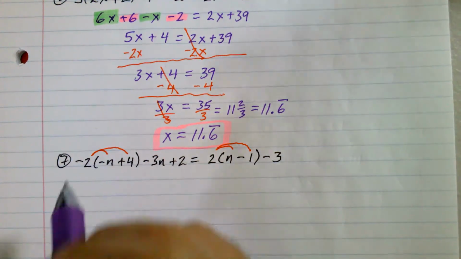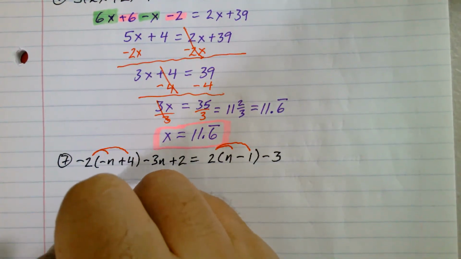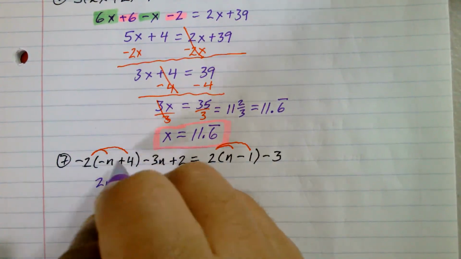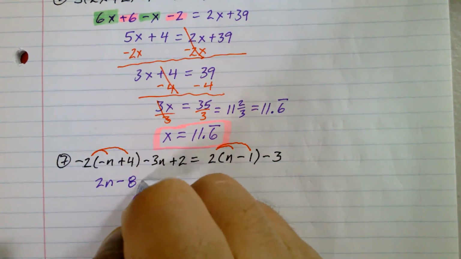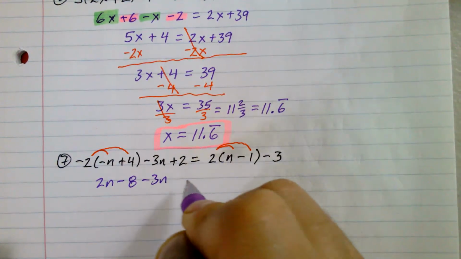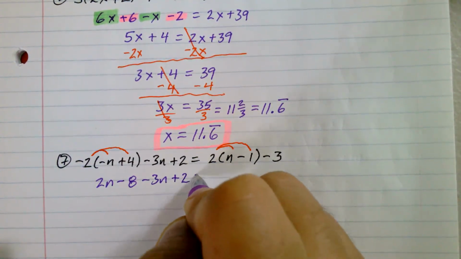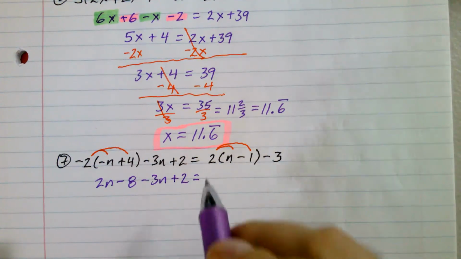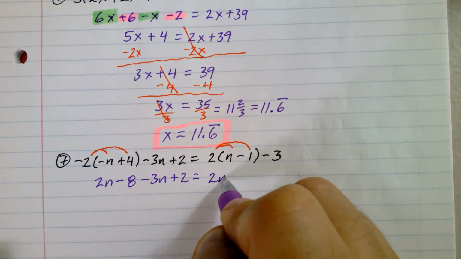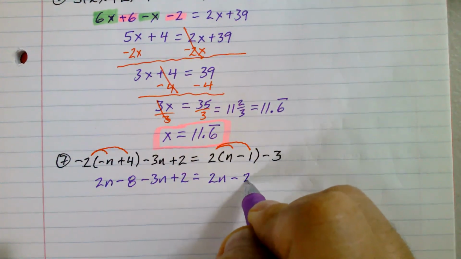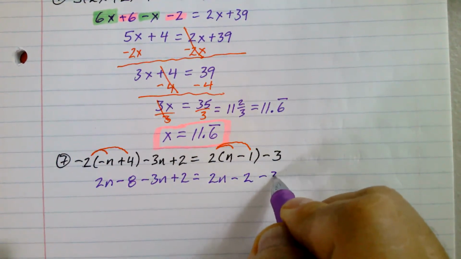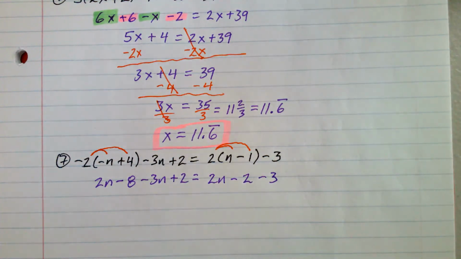Negative times negative is positive, so positive 2n. Negative times positive is negative, so minus 8. Minus 3n plus 2. We'll distribute on the other side, so 2n minus 2 minus 3. Okay?